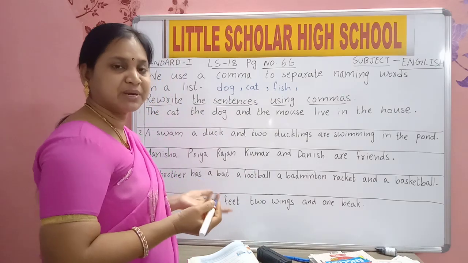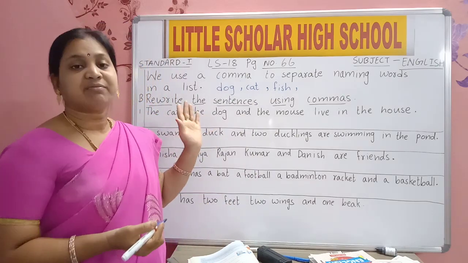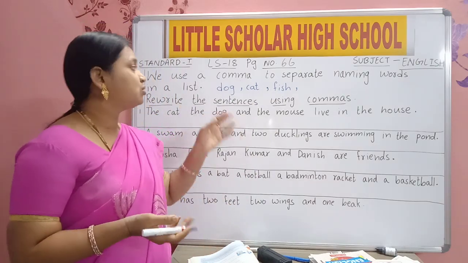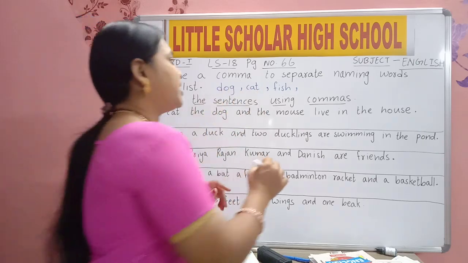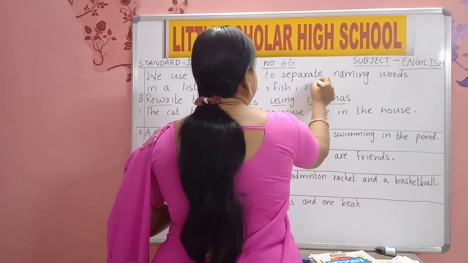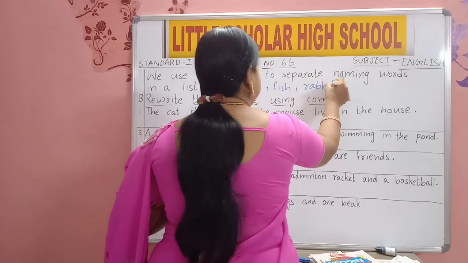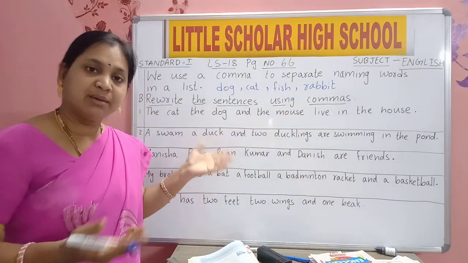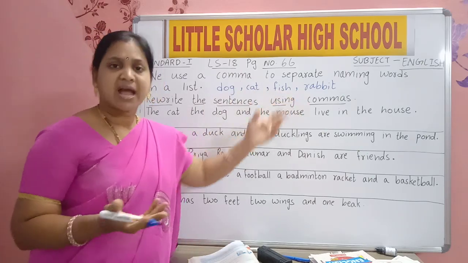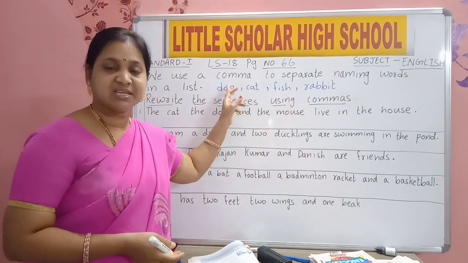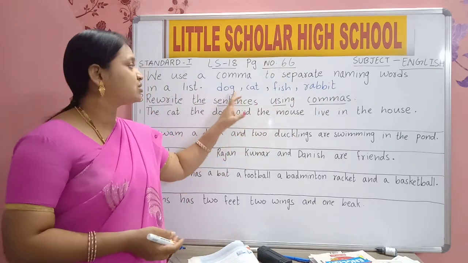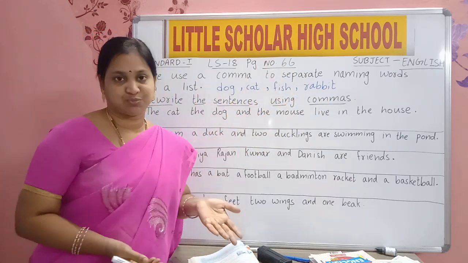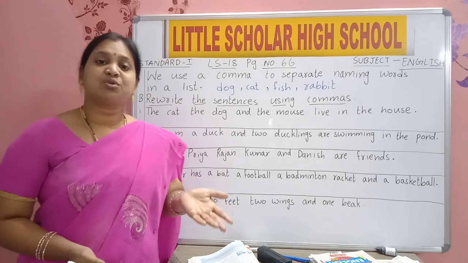Cat, comma, fish, comma. Pet animals. Which pet animals do you like to see, or which pet animals do you like to keep with you? Like dog, comma, cat, comma, fish, comma, rabbit. So these are also naming words, names of animals. To separate the names of animals also, you should put commas in between.